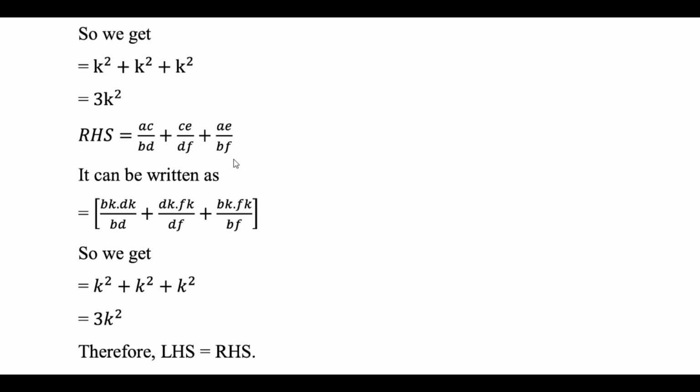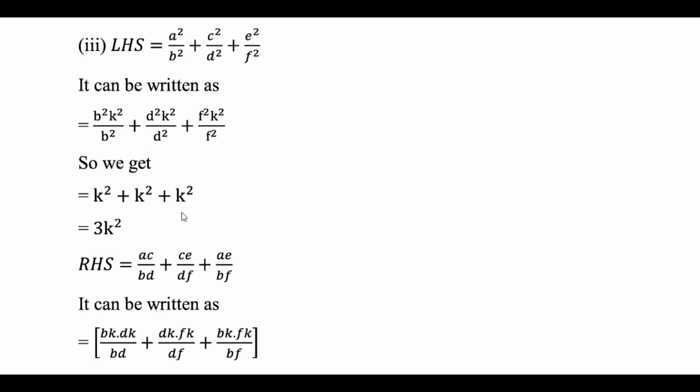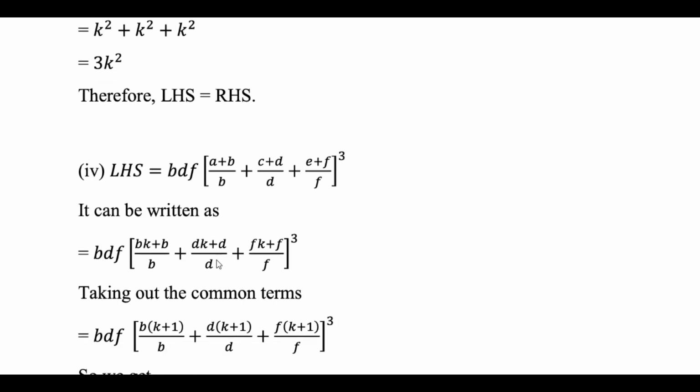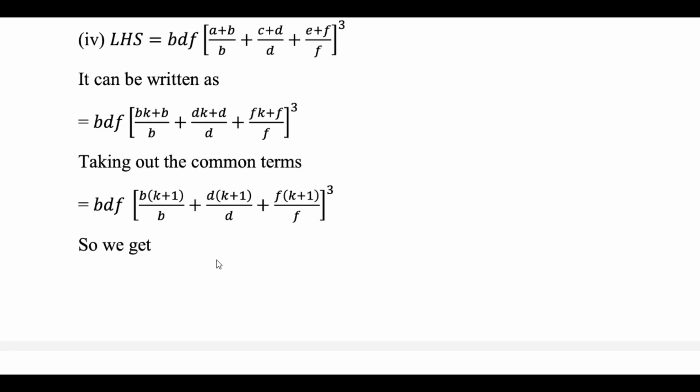After that, what you have to do? Just put the values of a, c and e, whatever the values may be. After that, you will get again k², k², k². So 3k². So the left hand side is equal to the right hand side. Come to the next question.